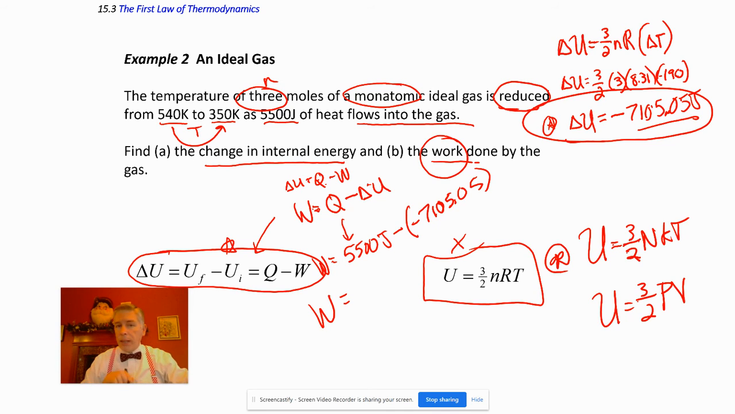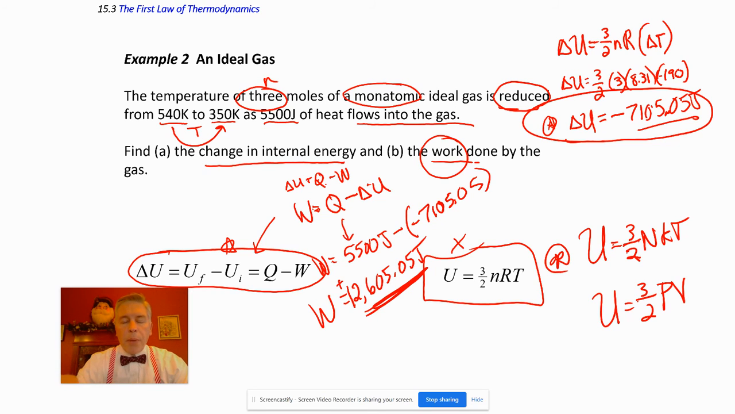It's actually very important. The signs are going to be extremely important now. So I take my 5,500 minus this answer, and I get 12,605.05. Now, it's a positive number.